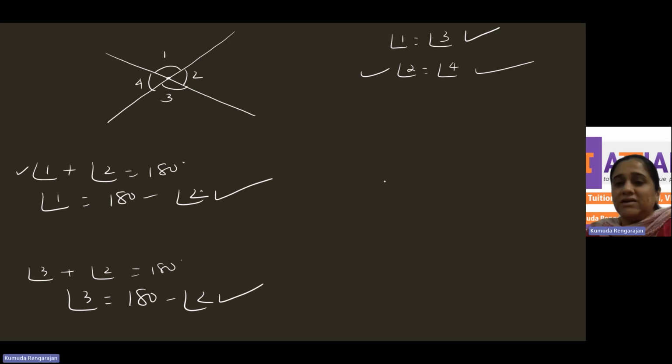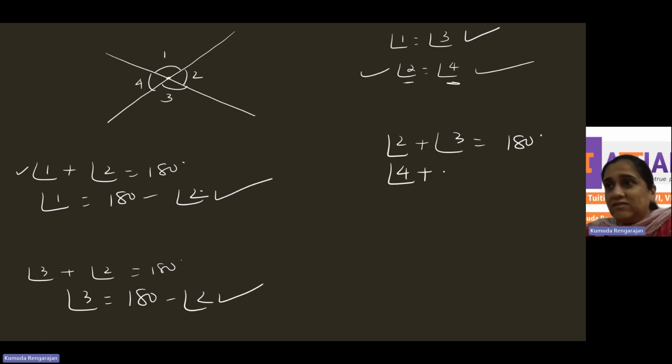Dhanvan, tell me here. Angle 2 plus angle 3 is 180, right? Now you have to show that 2 is equal to 4. So you have taken 2 here. Now take 4. 4 plus what is 180? 4 plus 3 is equal to 180. Now you can see you have 2 and 4 and these two angles are equal.